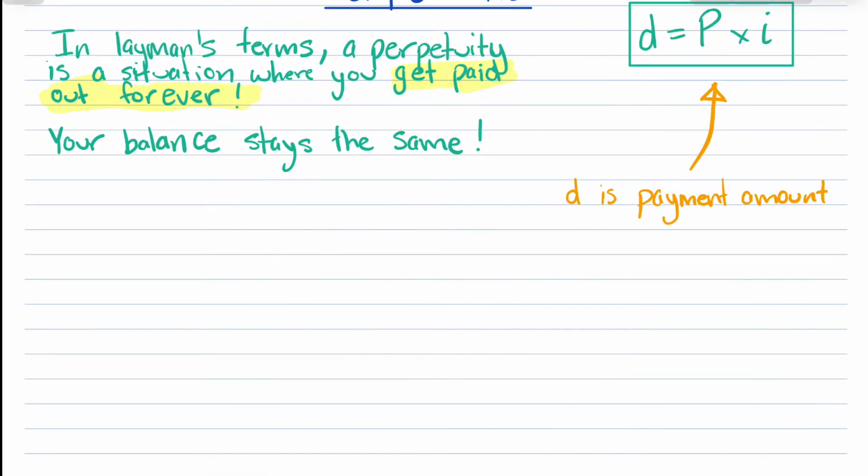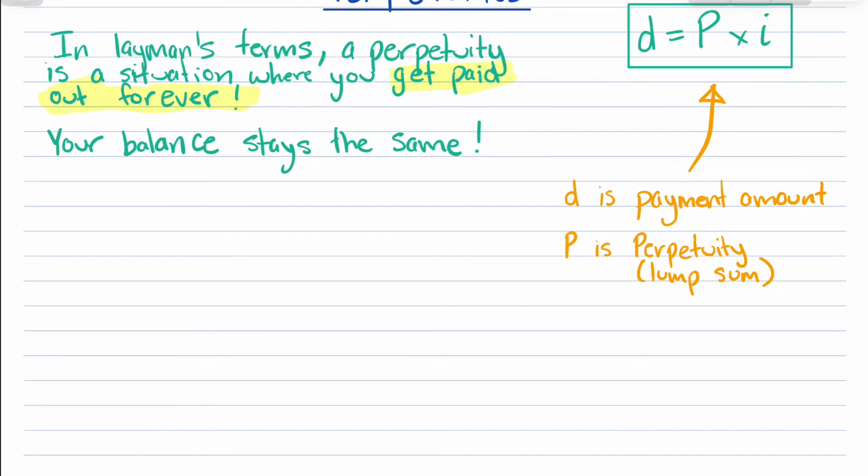Now let's unpack the formula, and remember, you don't get this on the formula sheet, you do have to remember it. So D represents the payment amount, the amount that you're going to get from the perpetuity every month or every quarter or whatever your compounding period is. Now in the textbook, I don't think they call it payment amount, I think they call it something else, but I like thinking of it as just being the payment amount. It's the amount that you're going to get paid out.